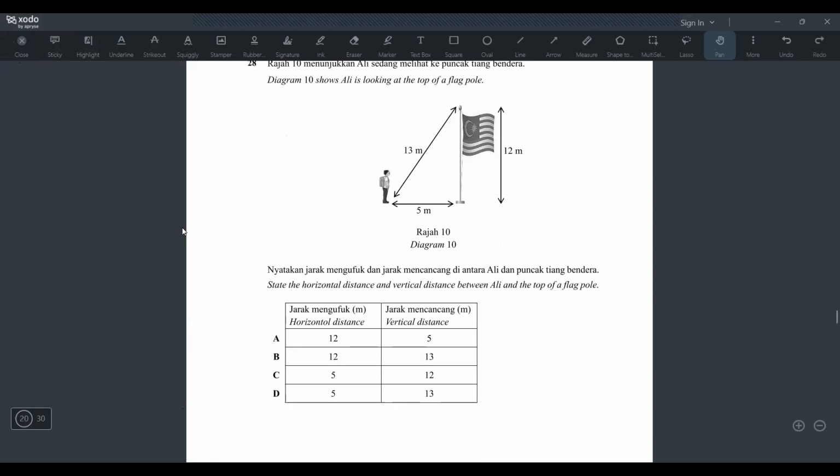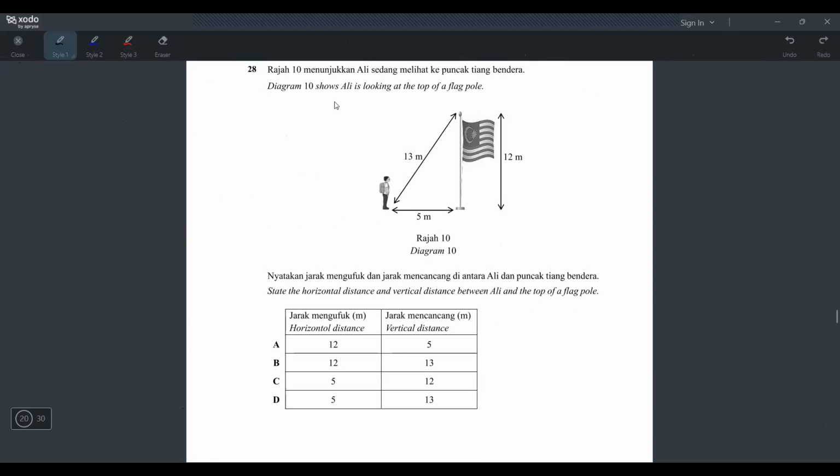Okay, number 28. Diagram 10 shows Ali looking at the top of flagpole. So this is the top, and then he's looking at it. State the horizontal distance and vertical distance between Ali and the top of flagpole. The horizontal distance from the flagpole is 5. The vertical is 12. So horizontal is 5, the answer is C.